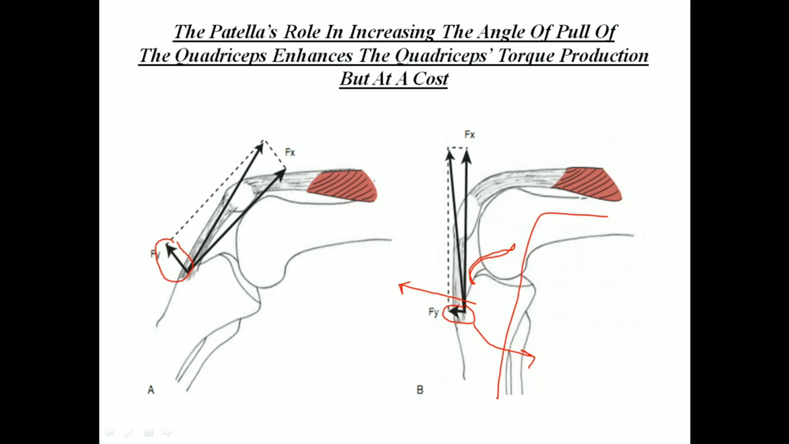So this is what they have tried to explain here, how the role of the patella is important, but at a cost. What is that cost? If the ACL is not present, this quadriceps can pull the tibia anteriorly and the people will complain of giving way.